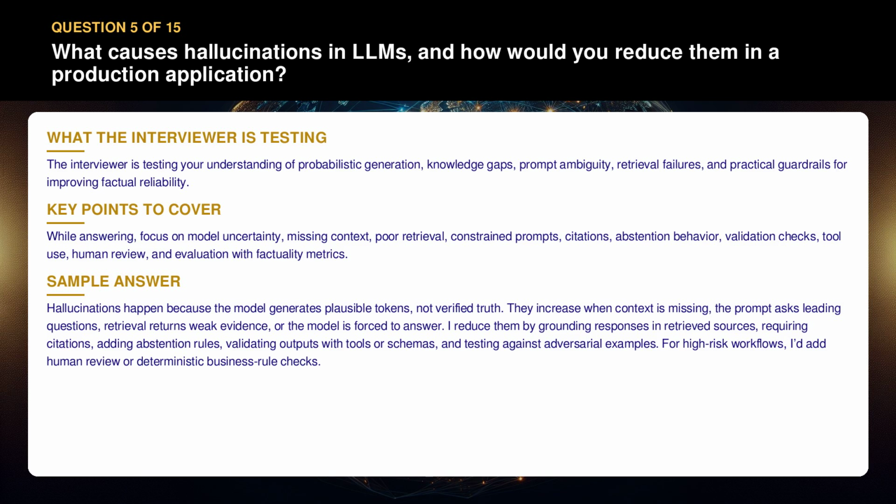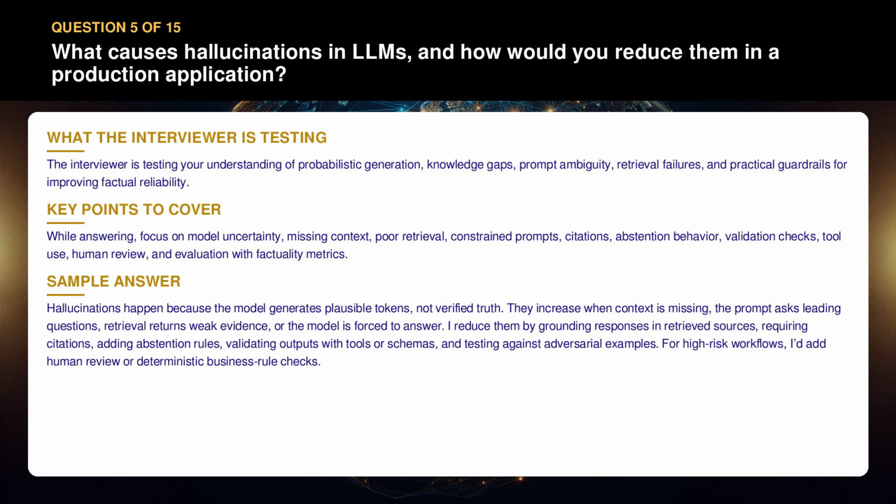Hallucinations happen because the model generates plausible tokens, not verified truth. They increase when context is missing, the prompt asks leading questions, retrieval returns weak evidence, or the model is forced to answer.